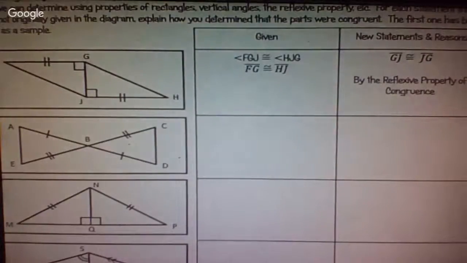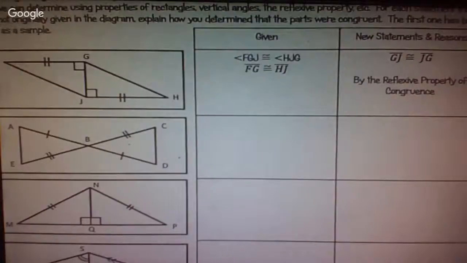So you may have vertical angles. You may have same side interior angles. You may have reflexive sides. Remember, that's when they share a side. You might have a reflexive angle. That's where they share an angle. So right now, they want us to write what they already give us.